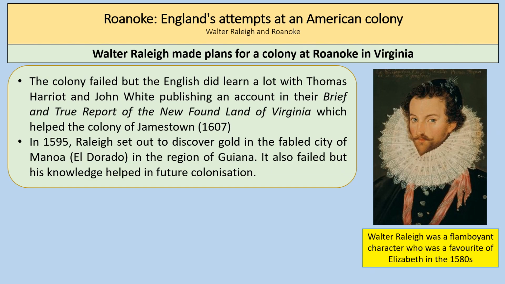Okay, so the Roanoke colony had failed, but the English did learn a lot from the colony, with Thomas Harriot and John White publishing an account in their A Brief and True Report of the New Found Land of Virginia, which helped the colony of Jamestown get founded in 1607. So it created the long-term knowledge that was necessary. In 1595, Walter Raleigh set out to discover gold in the fabled city of Manoa, El Dorado, in the region of Guyana. It also failed, but his knowledge helped also in future colonizations.